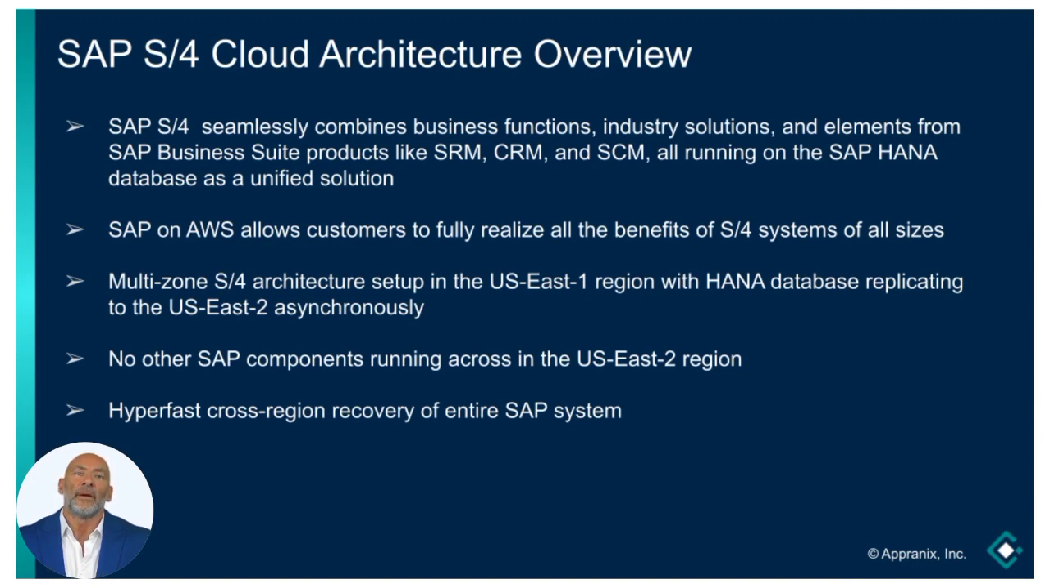Considering the criticality of the system and its data, AWS allows users to set up cross-region database replication for the SAP system running in the US East 1 region to the US East 2 region asynchronously. This enables hyperfast cross-region recovery for the database, although not for other resources.